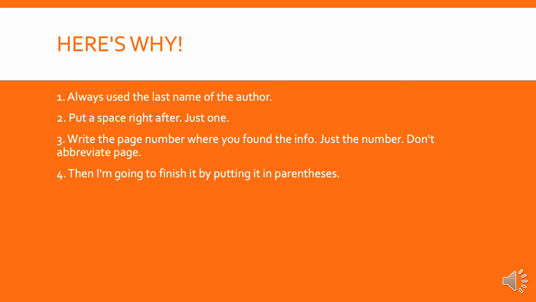See, the difference between the first in-text citation and the second in-text citation is the page number. I just happen to have a page number where I have the information. If there's no page number, you're not going to put a page number there. You're just going to put a name. If there is a page number, you're going to put the number. Don't abbreviate anything. Just put the number. That's it. That's all you need.